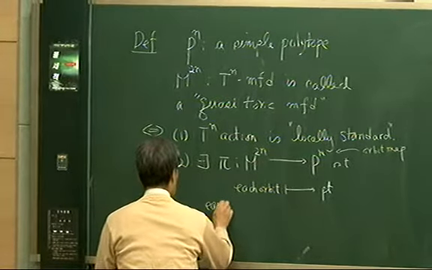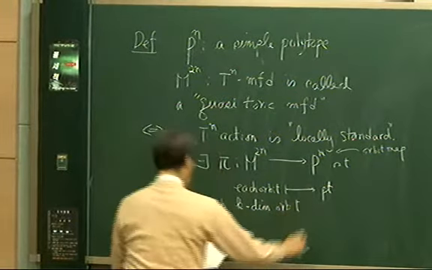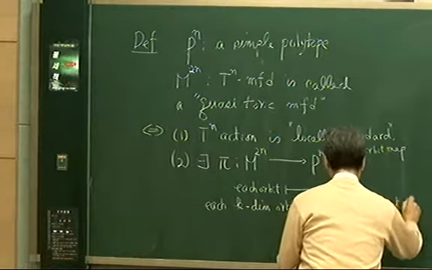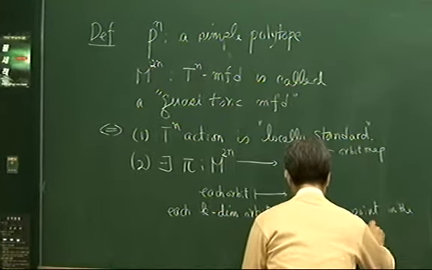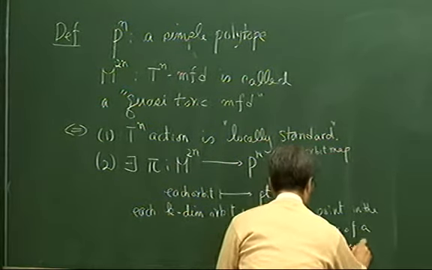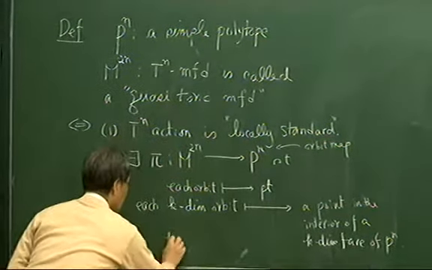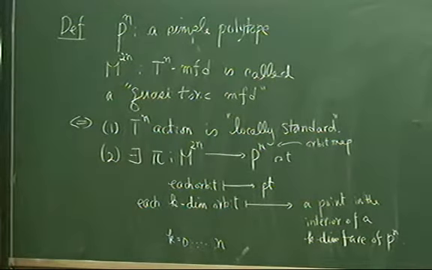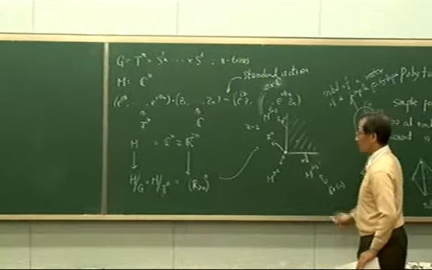Each k-dimensional orbit is sent to a point in the interior of a k-dimensional face of Pn, for each k. So here, if you look at this, then you might see.